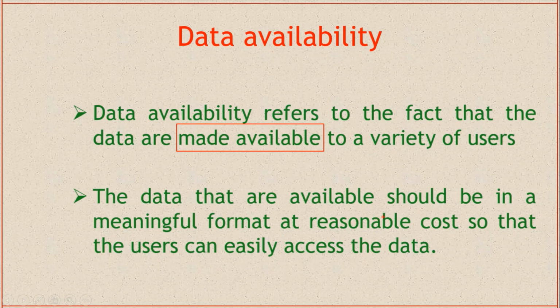Then the data that is available should be in a meaningful format. In DBMS, we don't store data as we like, raw data. No, no, no. We store data in a meaningful format, in a meaningful way, in a processed way, at a reasonable cost so that the users can easily access the data. What is the meaning of availability? Data availability means the data should be available to all users. Variety of users means different types of users. We will be looking at different types of users in the coming classes.